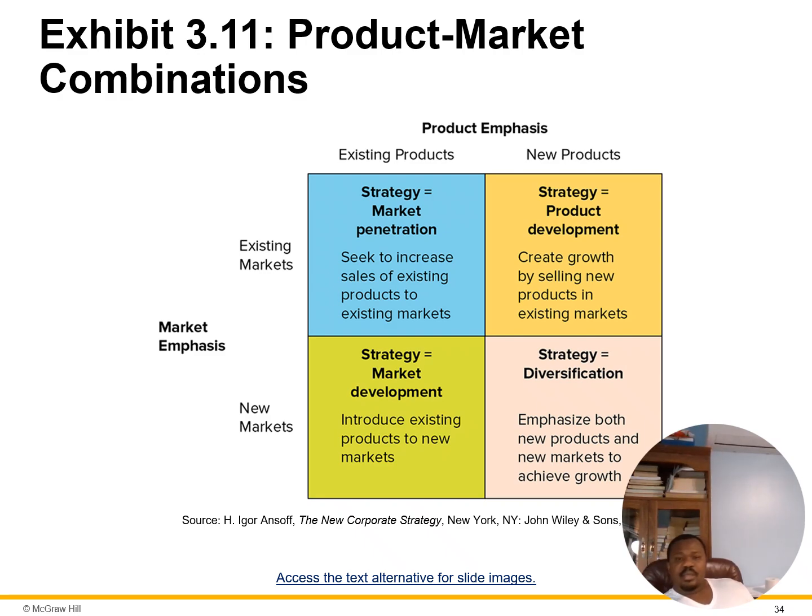And then here, if it is a new market and a new product, we say that the strategy is diversification. We have to emphasize both the new product and the new market to achieve both. It's supposed to be diversification, because everything is new. But here the market is existing and the products are already existing, so you have to introduce them to the existing markets. So we have the strategy of market penetration.